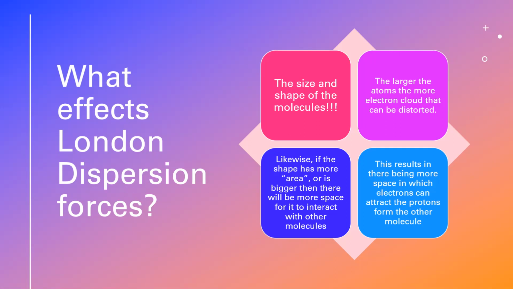So yeah, the larger the atoms, the more electron cloud that can be distorted. Larger atom, larger cloud, more positive and negative charges to move around and attract each other or repel each other.